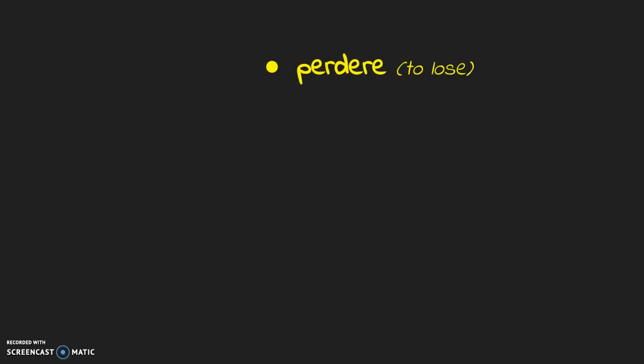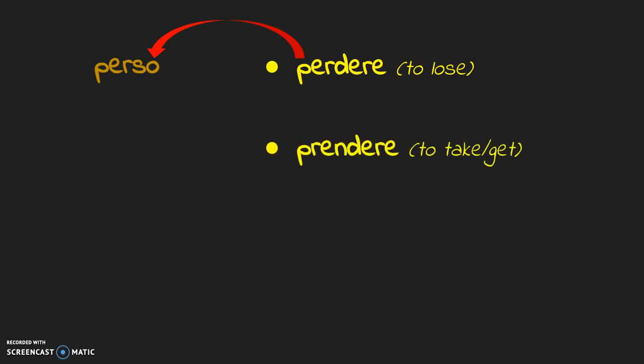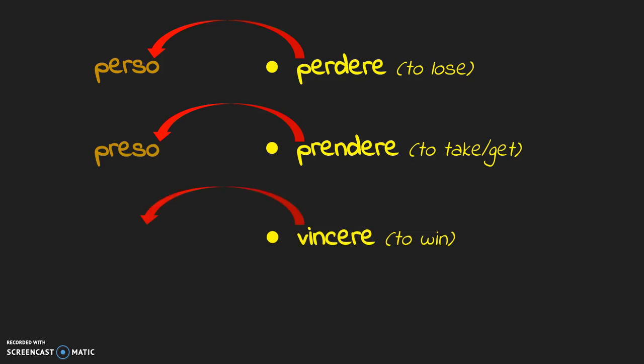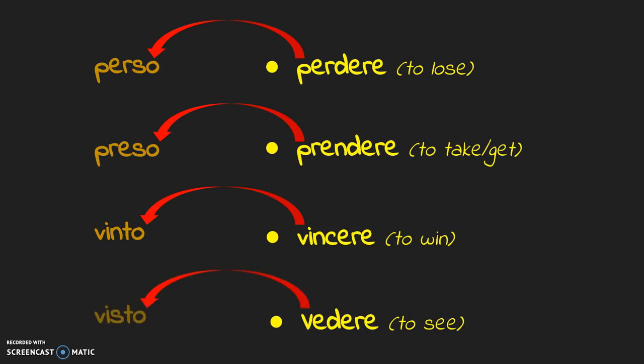Perdere, to lose, becomes perso. Prendere, to take or to get, becomes preso. Vincere, to win, vinto. And vedere, to see, visto.